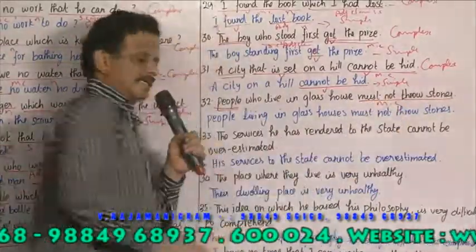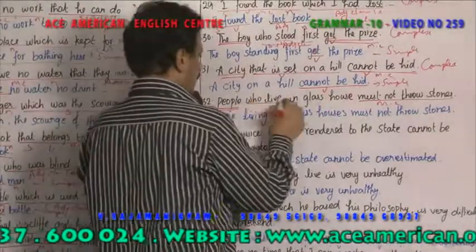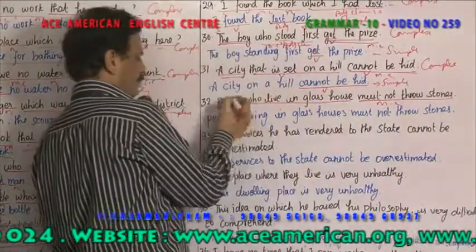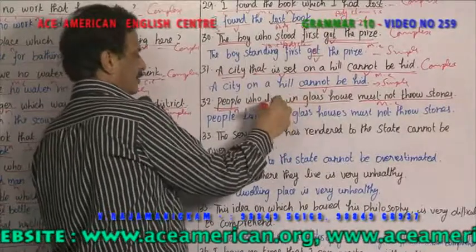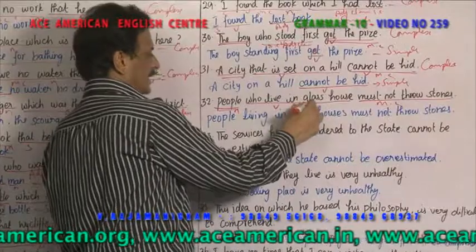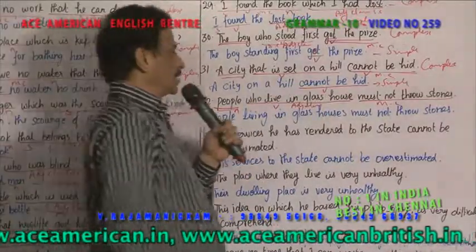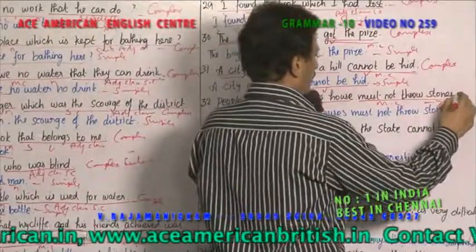And the people is described. Which people? Who live in the glass house? This who stands for people. Live in a glass house. Live is a verb. So this is the adjective clause describing the people. So one main clause and one adjective clause joined together give you a complex sentence.